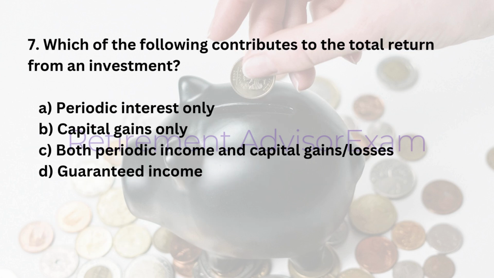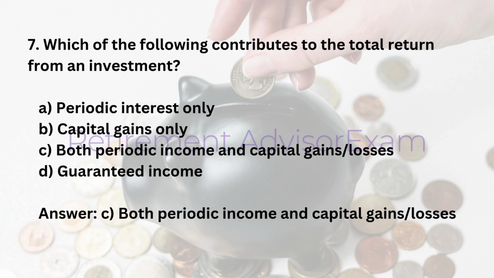7. Which of the following contributes to the total return from an investment? A. Periodic interest only. B. Capital gains only. C. Both periodic income and capital gains/losses. D. Guaranteed income. Answer: C. Both periodic income and capital gains/losses.